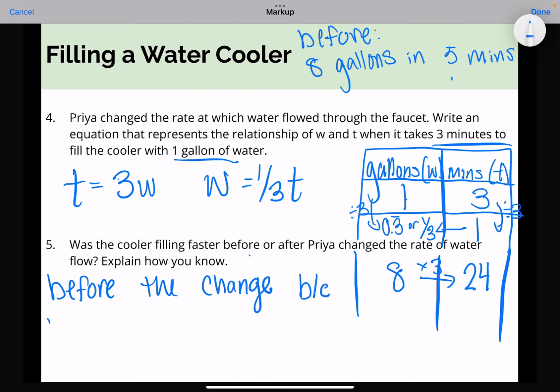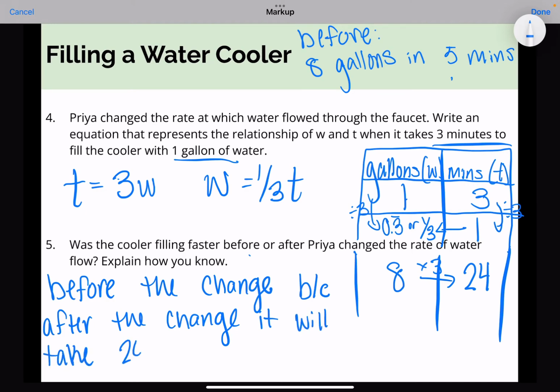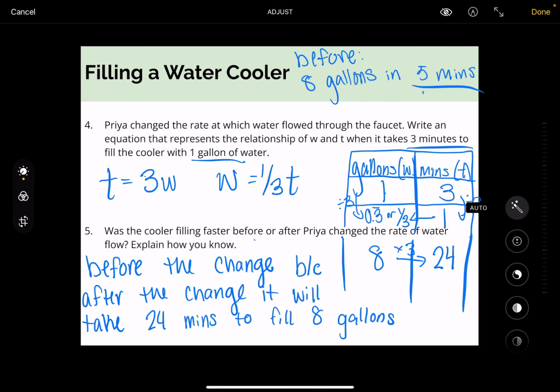Because after the change, it will take 24 minutes to fill 8 gallons, whereas before it only took 5 minutes. All right, once you're done with this, let's move on to our last task.